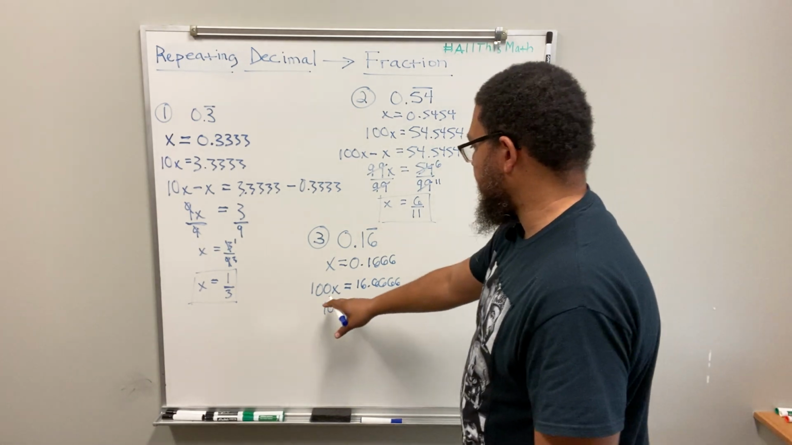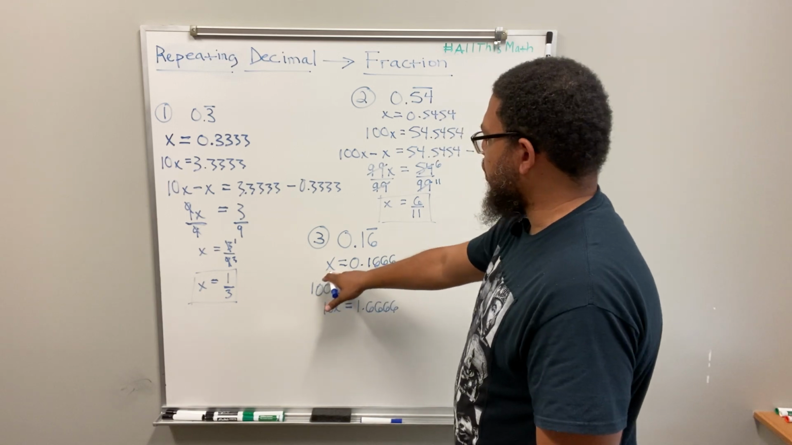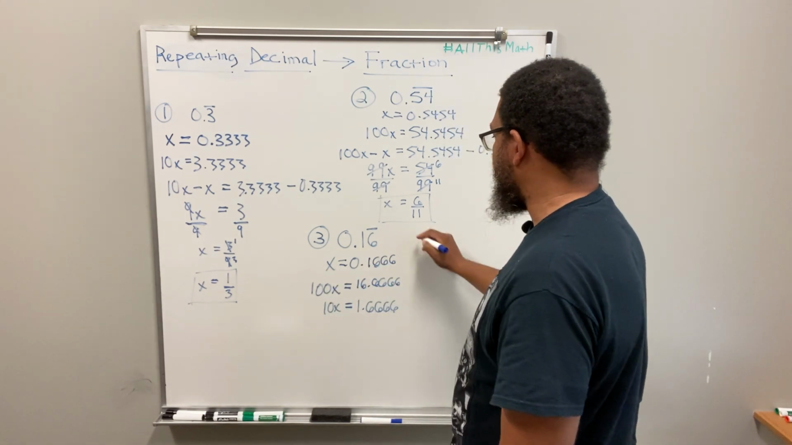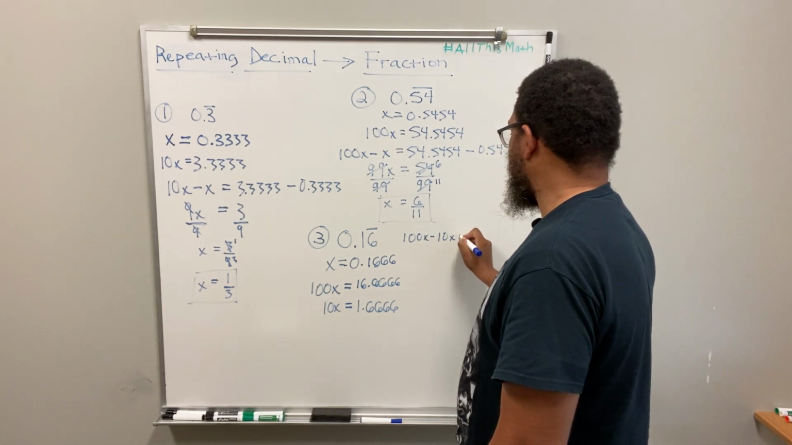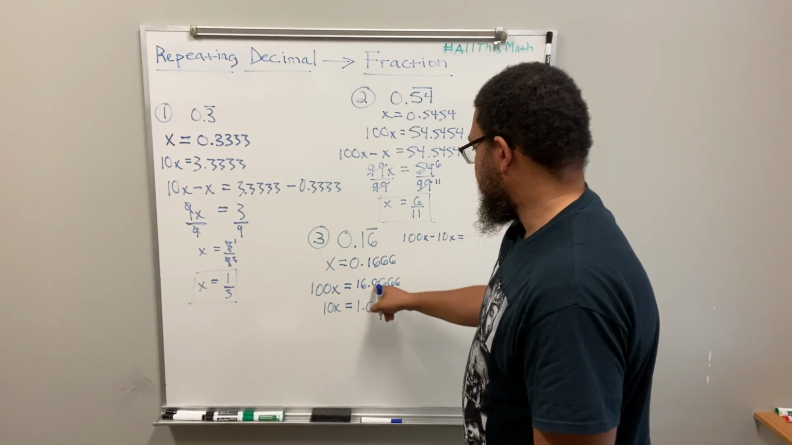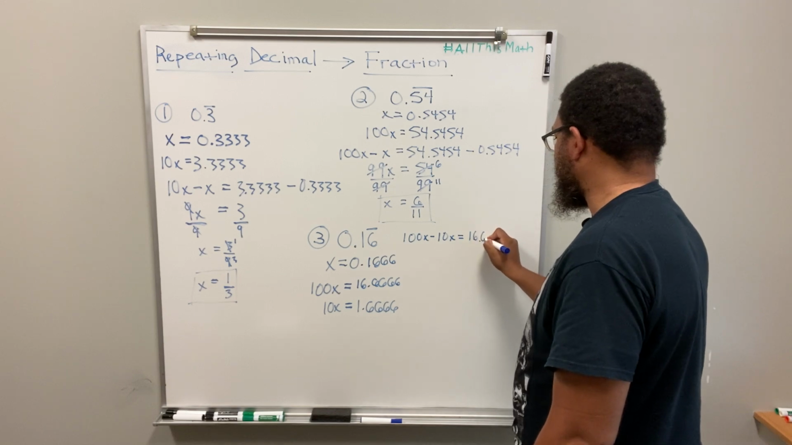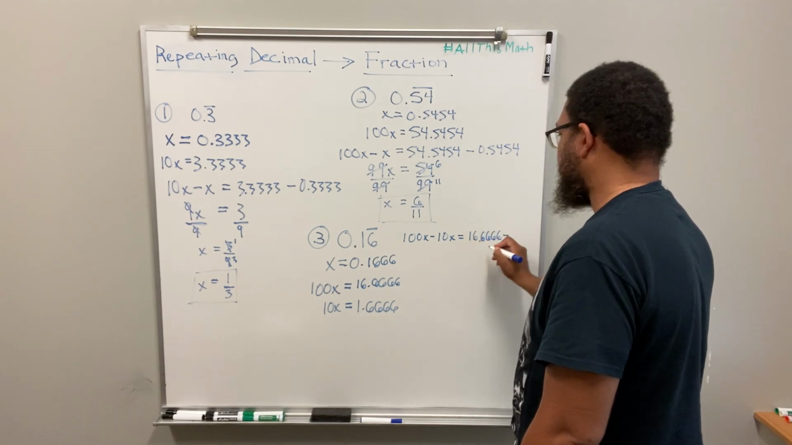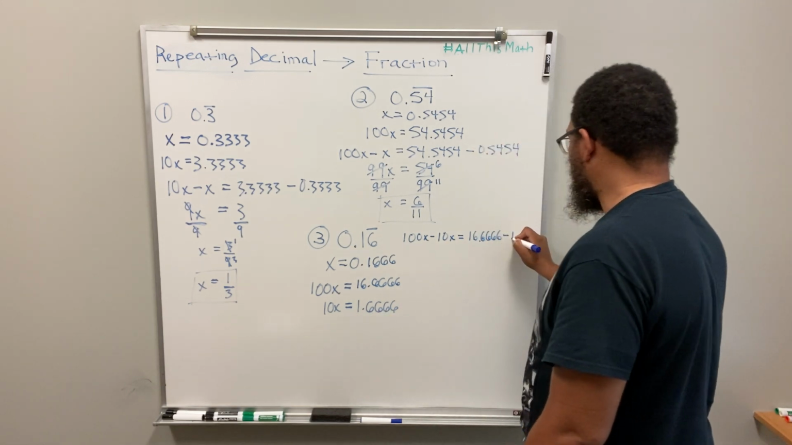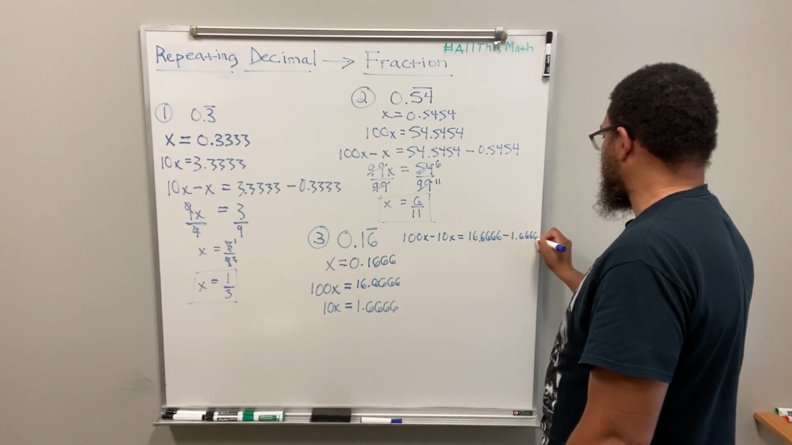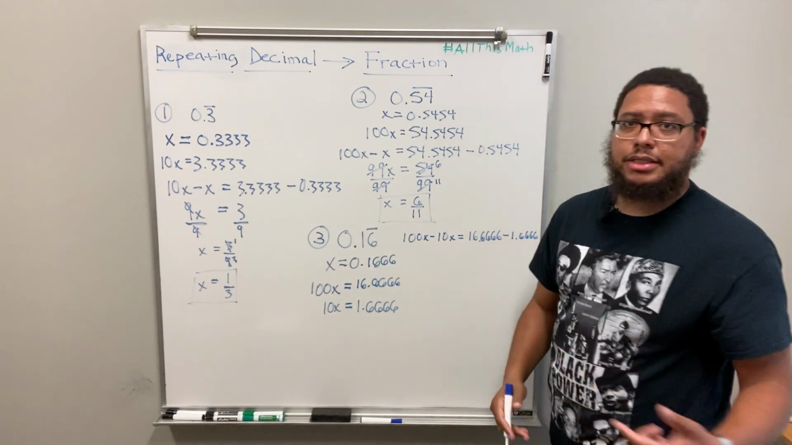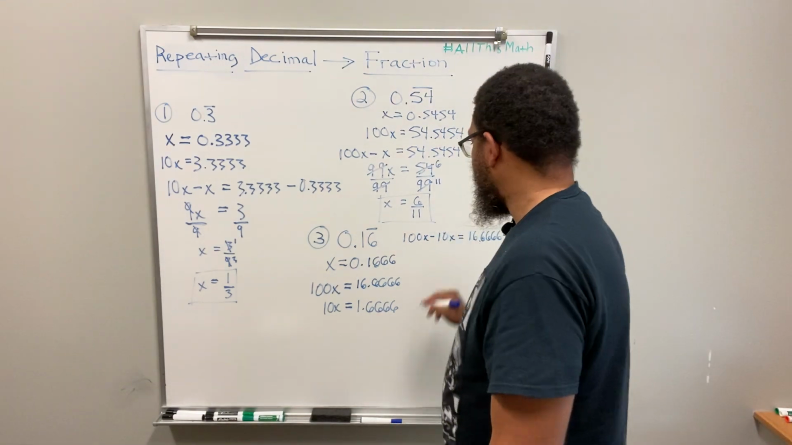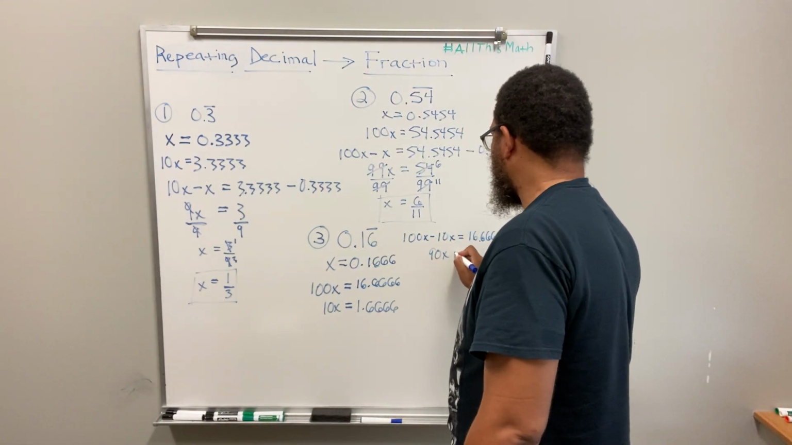So now we set the equation up. My equation is going to be 100x minus 10x. I'm not really worried about x in this particular problem. I'm going to do 100x minus 10x. And then what's 100x? This right here. 16.6666 minus sign. What's 10x? 1.6666. Boom. Now, over here, left side, what's 100 minus 10? 100 minus 10 is 90. So now I got 90x.